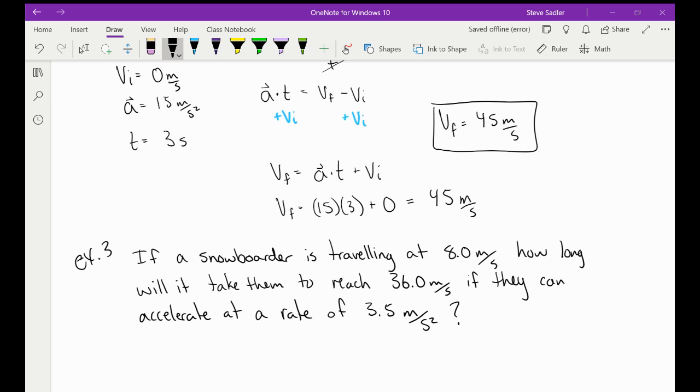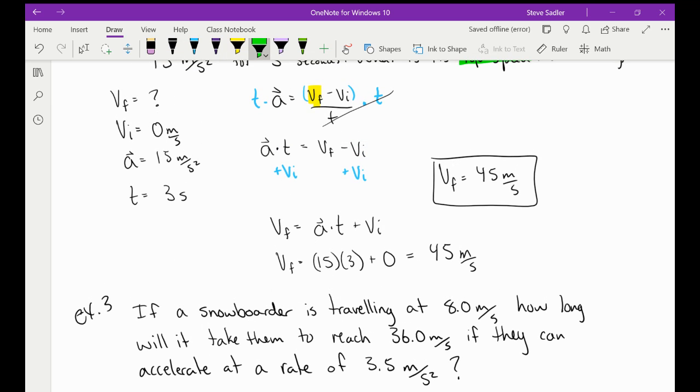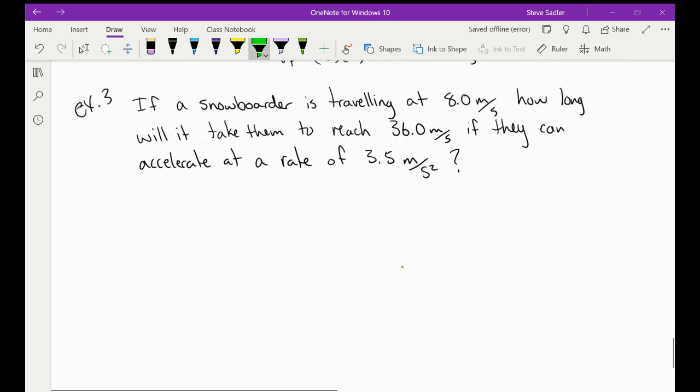Hopefully that makes a little bit of sense too, because we're starting at 0. And then for 3 seconds, our speed is increasing 15 meters per second. So after the first second, we're traveling 15 meters per second. After the second, we're traveling 30 meters per second. And after the third second, we're traveling 45 meters per second. Cool. Example 3.